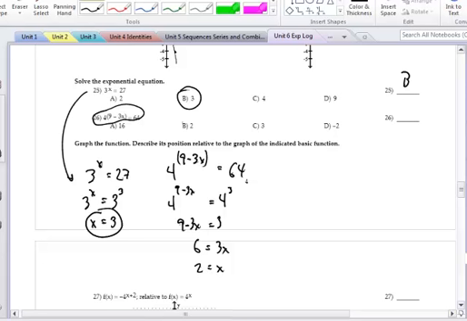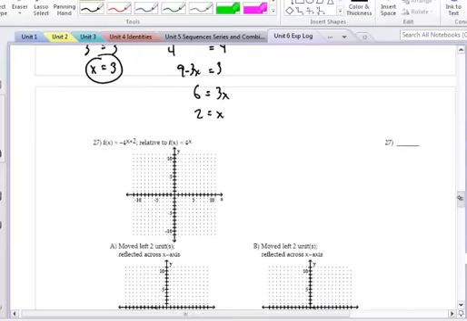So let's hope, there we go, we got an answer, and I'm just going to double check it just to make sure I got it right. So 9 minus 6, I'm plugging 2 in there, gives me 3, and 4 to the third power is 64, so it checks out. Choice B is correct.